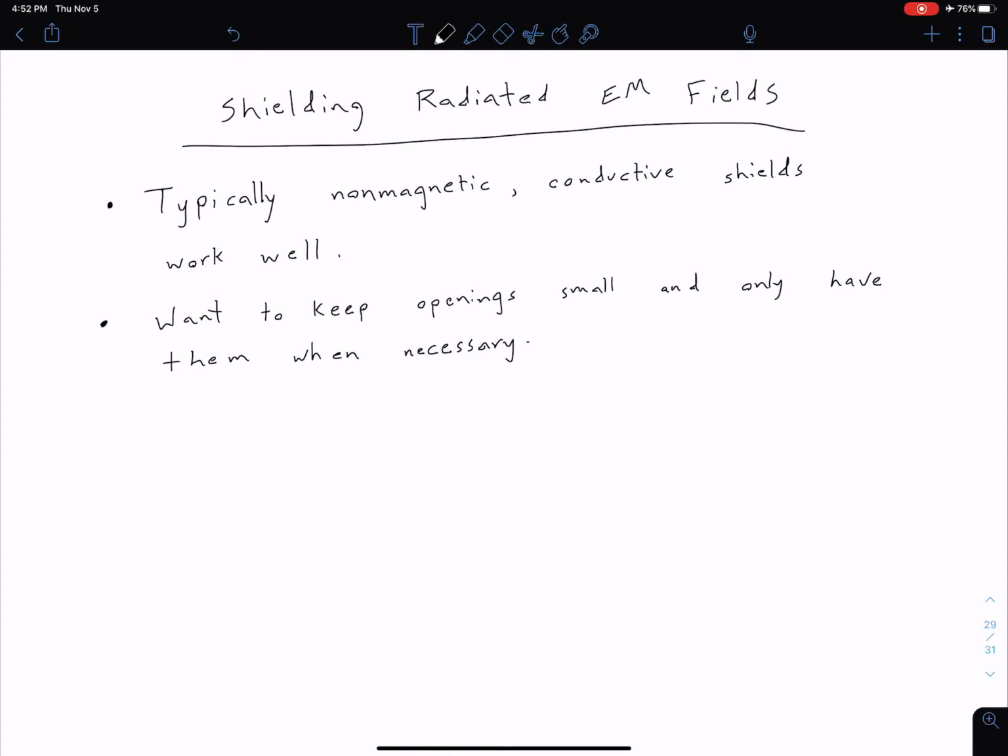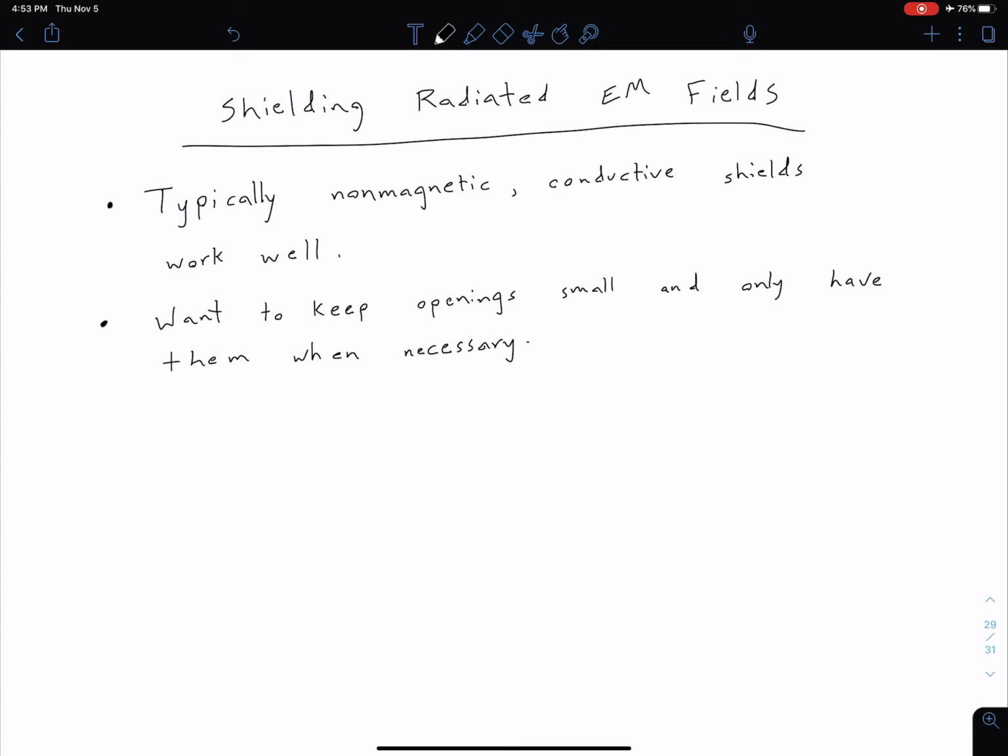Let's now look at how we can shield radiated electromagnetic fields. So typically non-magnetic conductive shields are going to work well here also. And so what that means is we don't have to worry about that high permeability, expensive, heavy material that we do when we're shielding magnetic fields. The reason for that is because our electric and magnetic fields are traveling together, a conductive material will reflect our electric field and our magnetic field is just kind of along for the ride.